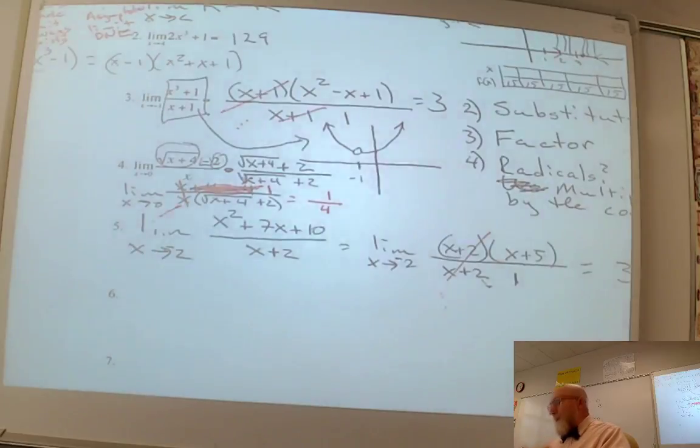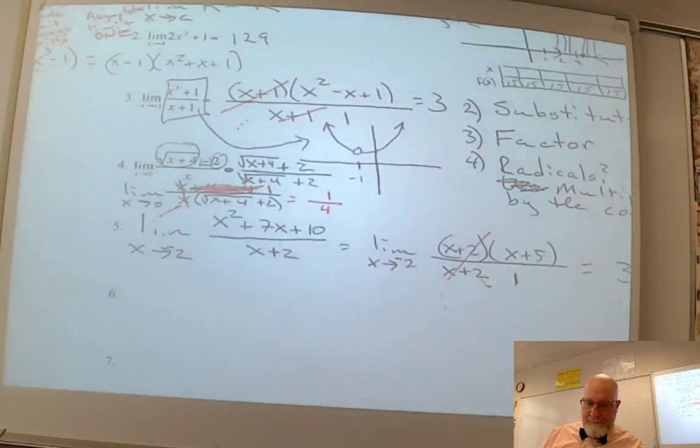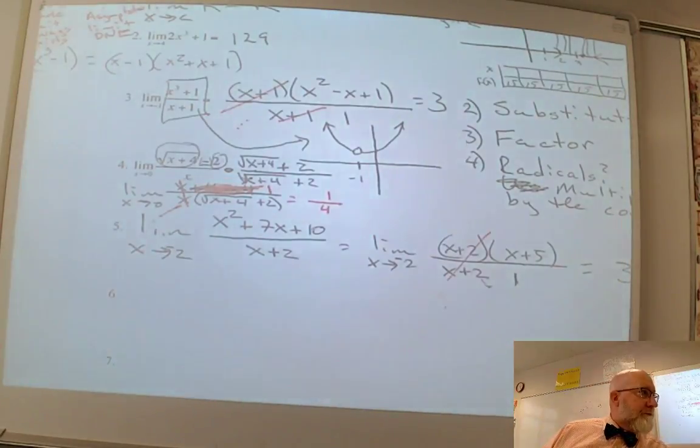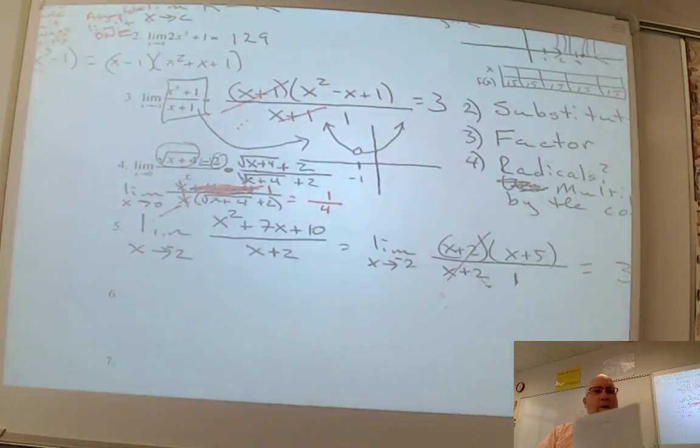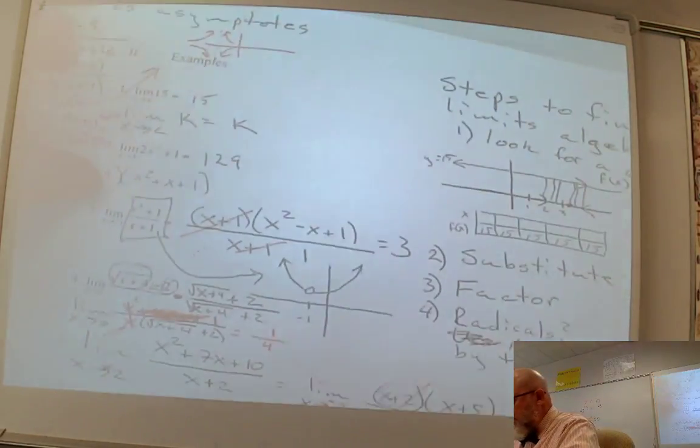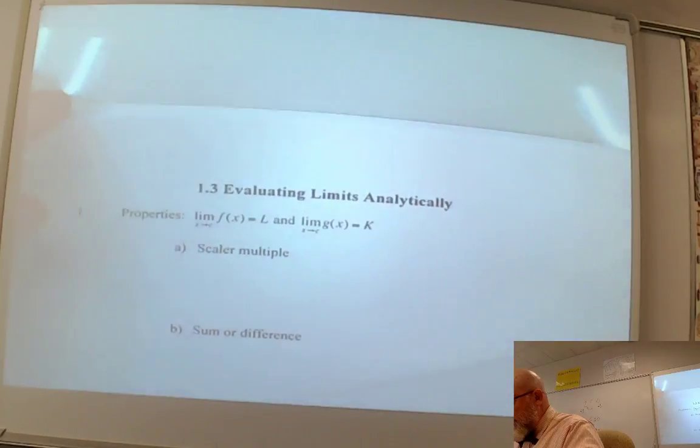Okay. All right. So let's do another one like this. I had them all written down. I don't know where I put them. Sorry about that. Here it is.